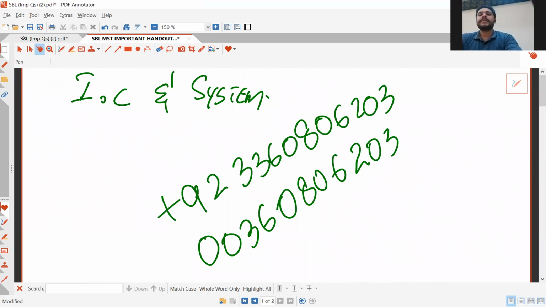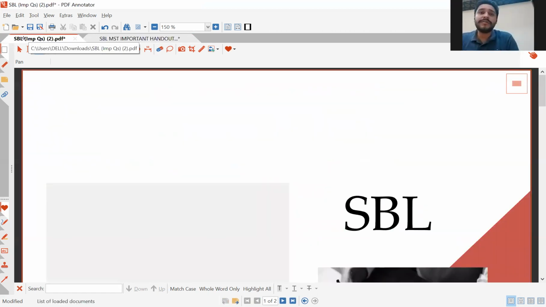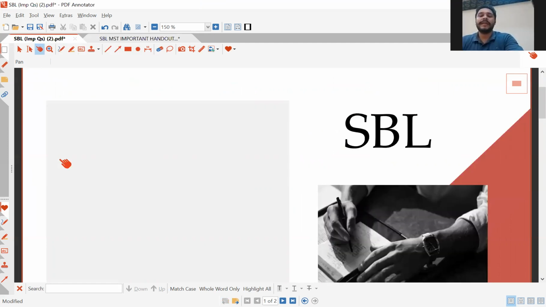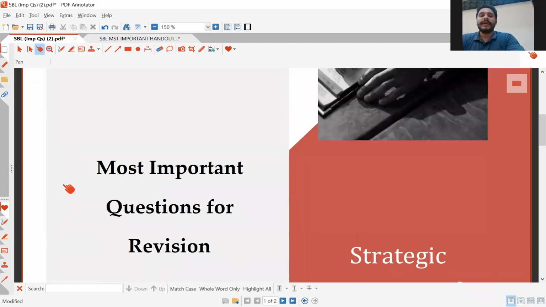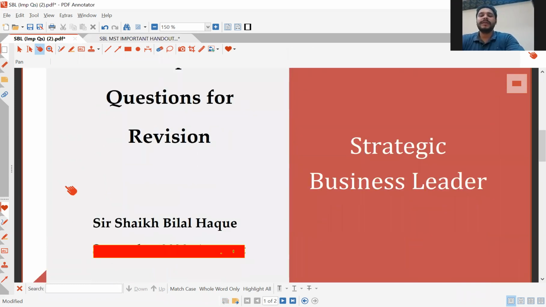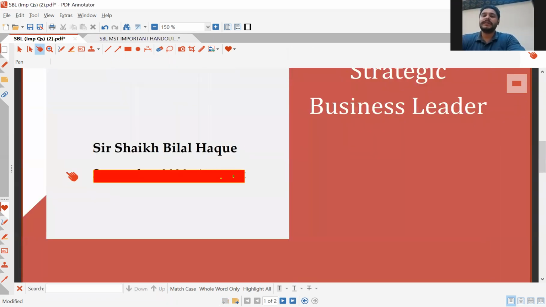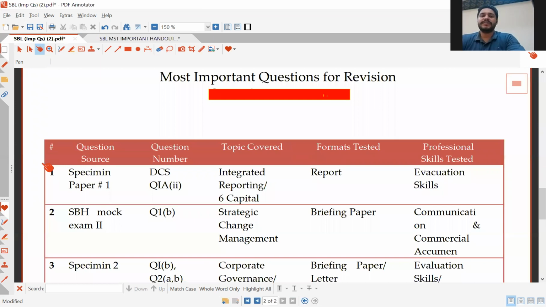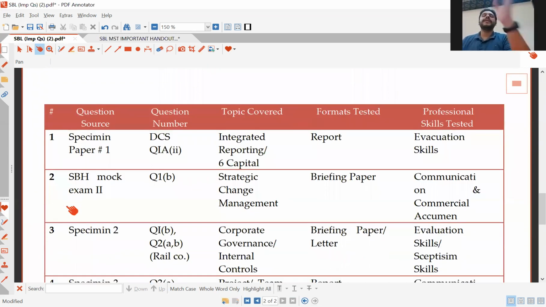Let's move to handout number two. I request you all to kindly go through these two handouts because this is the most important one right now. So handout number two goes in this way. Now, this is the most beautiful handout that I've made, and I would want you to kindly go through this handout because it is going to help you in clearing your exam and quickly revising each and everything.